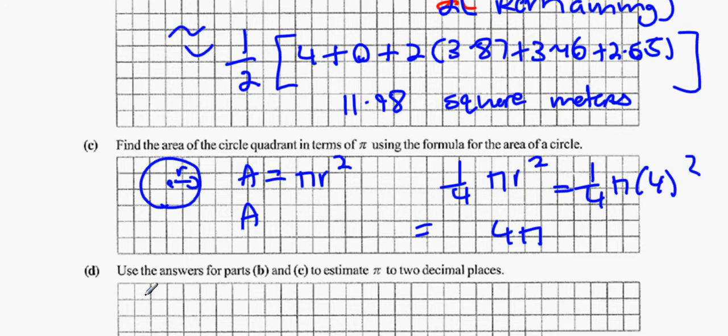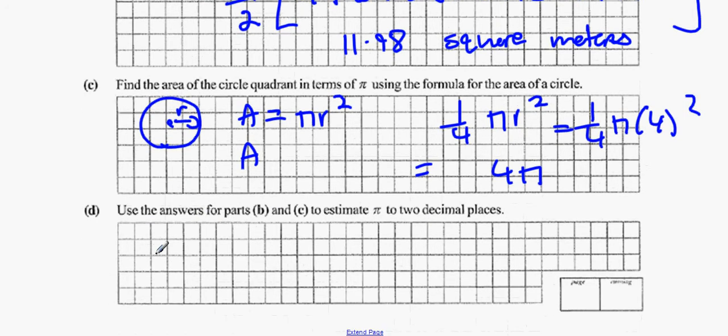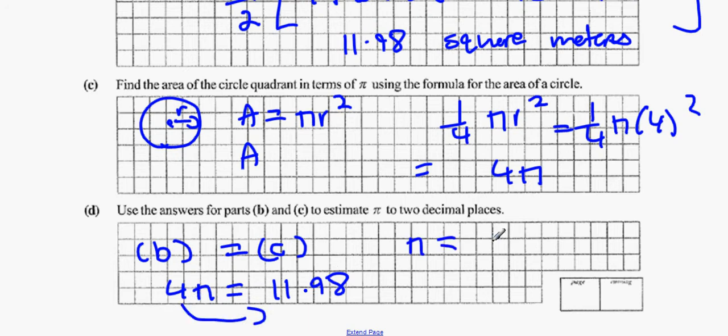Use the answer in parts B and C to estimate pi to 2 decimal places. So basically, the answer for B equals the answer of C. This means that 4 pi equals 11.98. Therefore, pi has to be, the 4 is multiplied on the left, which makes it divide on the right. We know it's multiply because there's no sign in between the 4 and the pi.